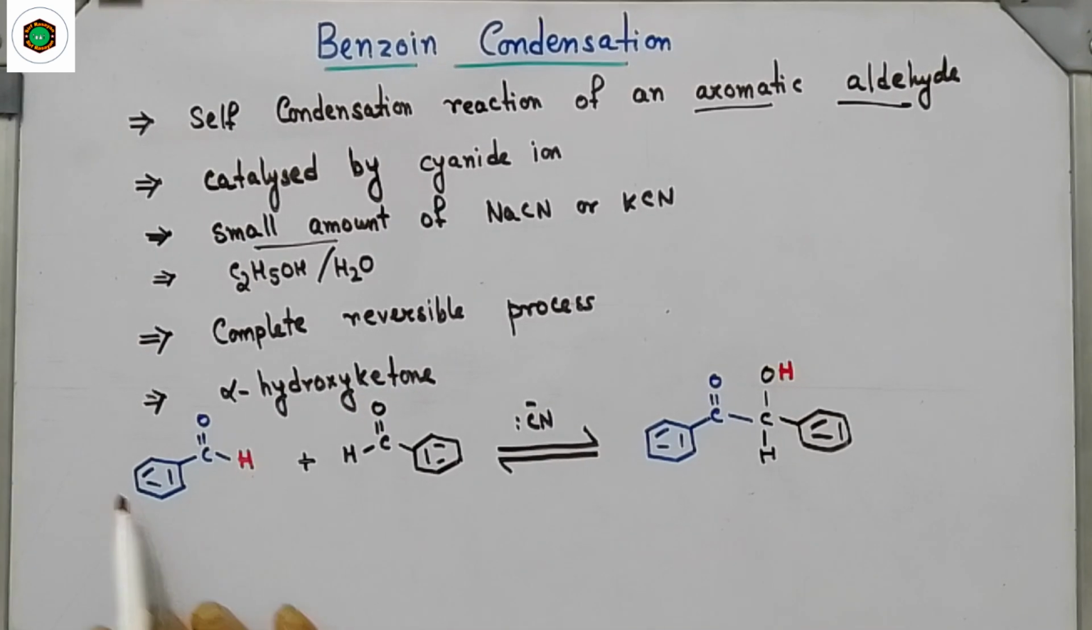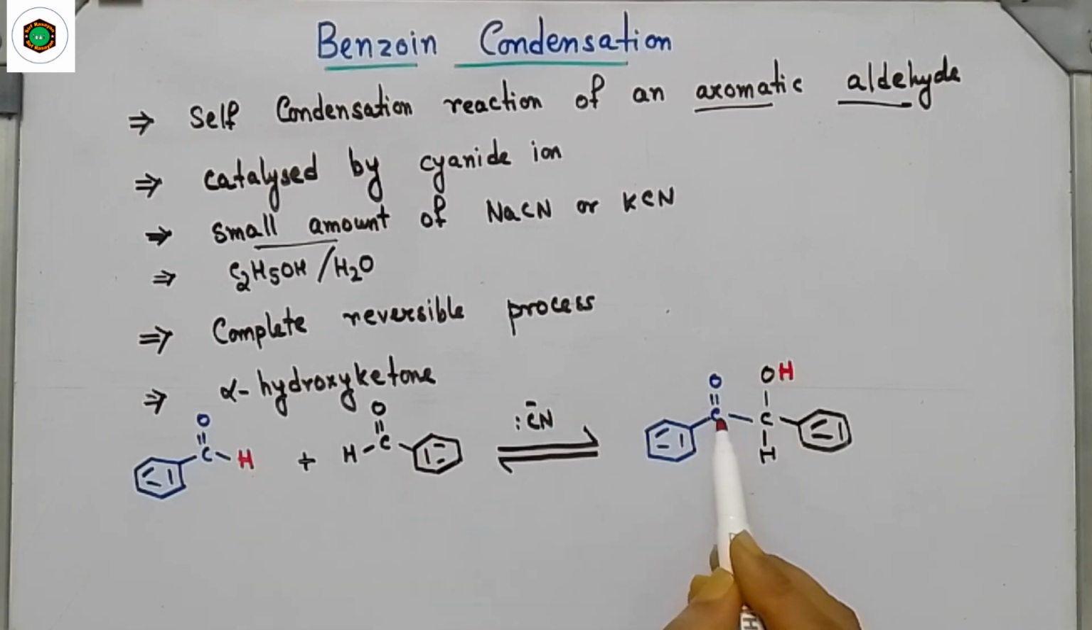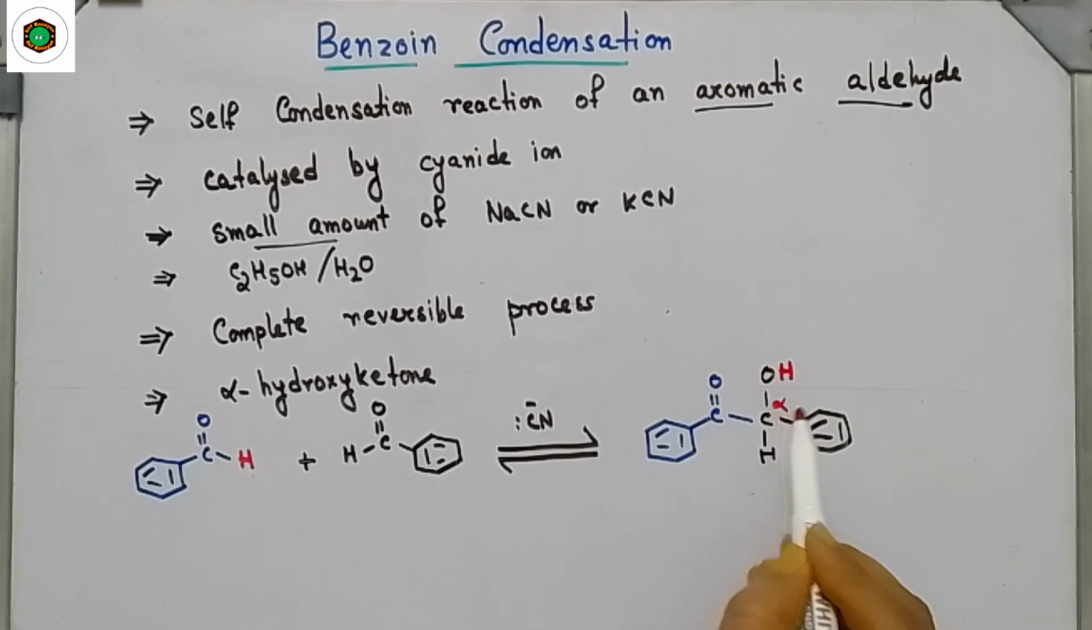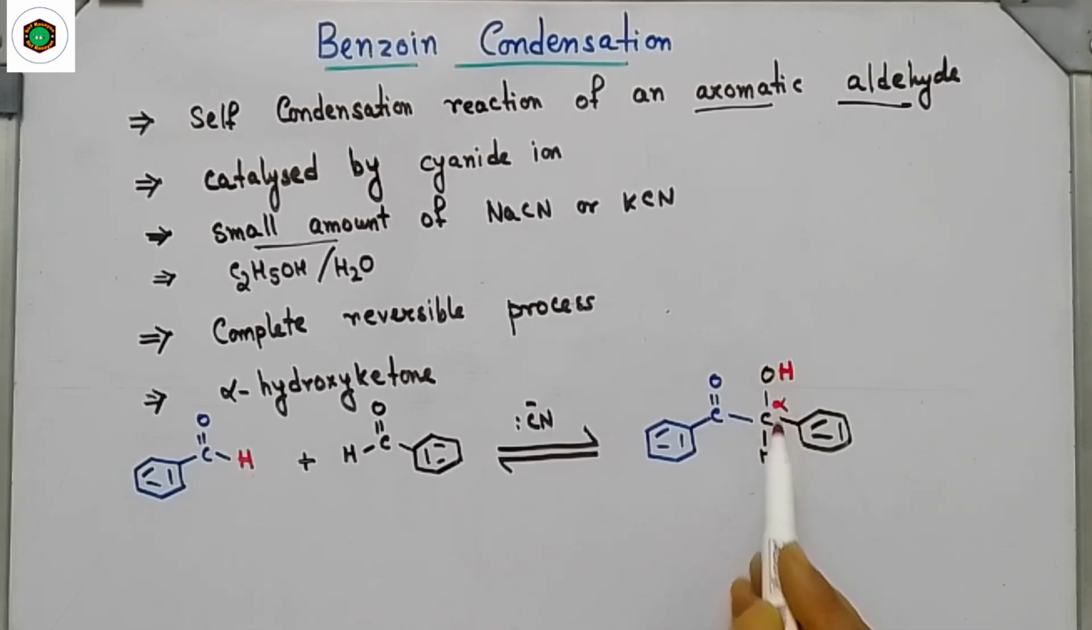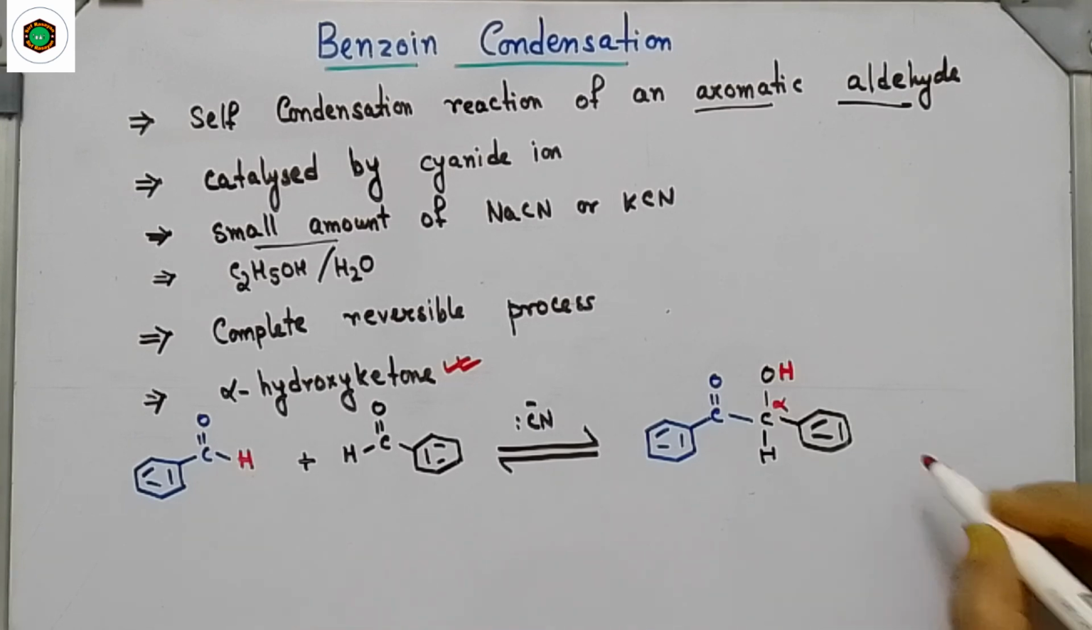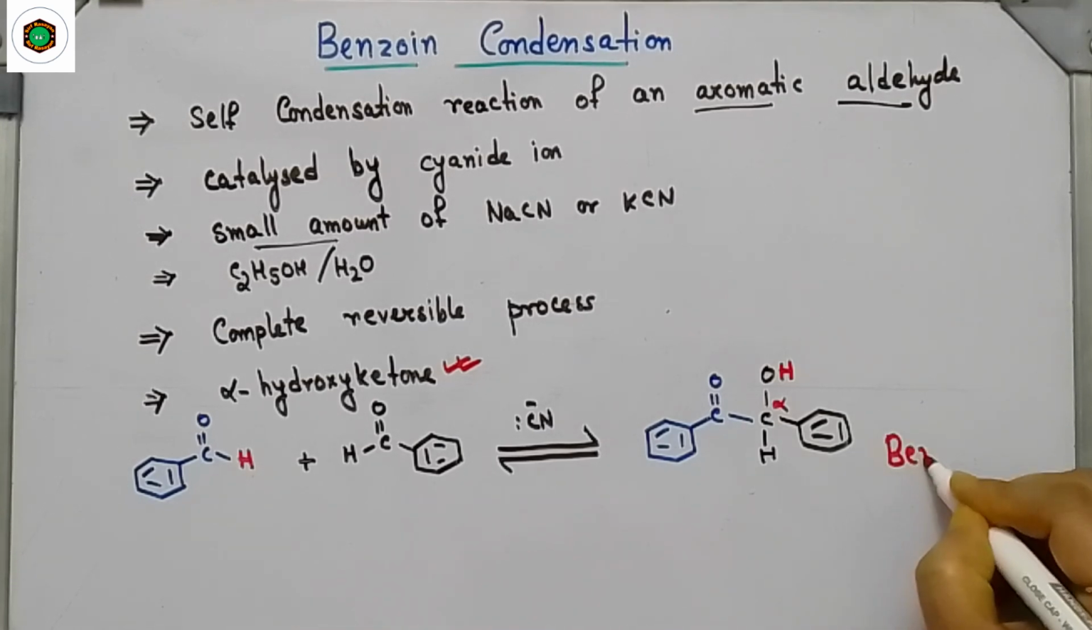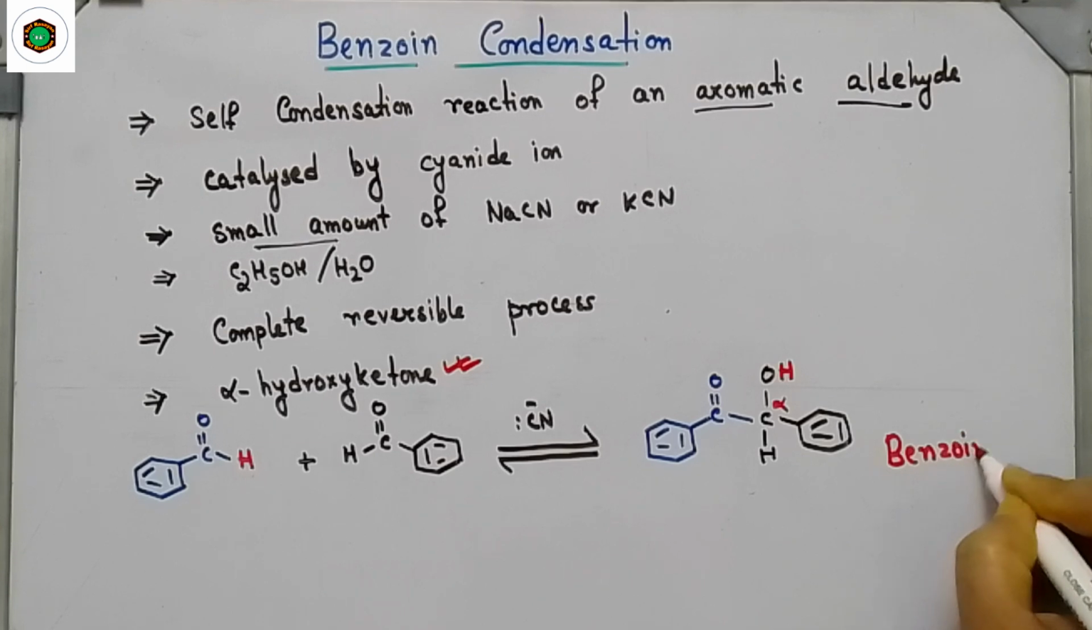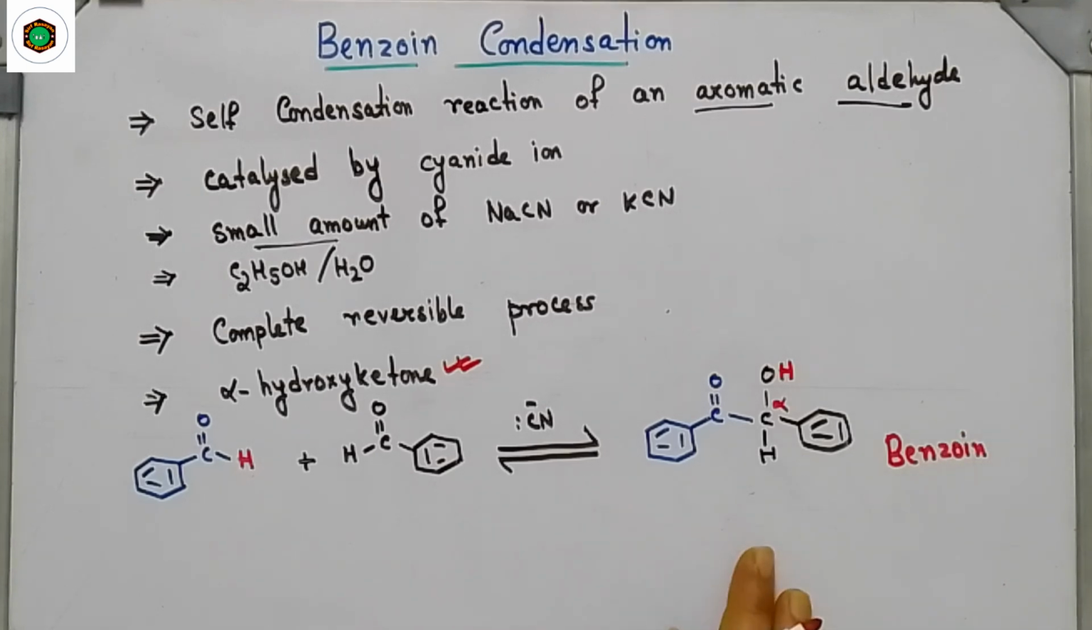Now benzaldehyde, this is aromatic aldehyde, it gives benzoin condensation, and here by this reaction we will get one alpha hydroxy ketone. With respect to this CO, this carbon is alpha. So here at alpha position OH group is there, so it is alpha hydroxy ketone. It is called benzoin. So benzaldehyde by this reaction gives benzoin.